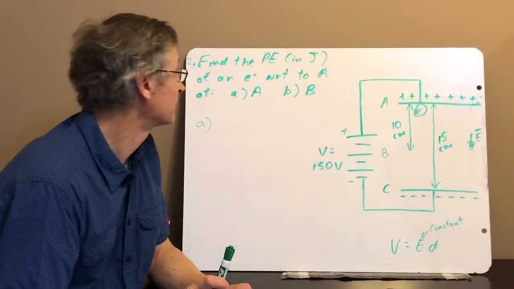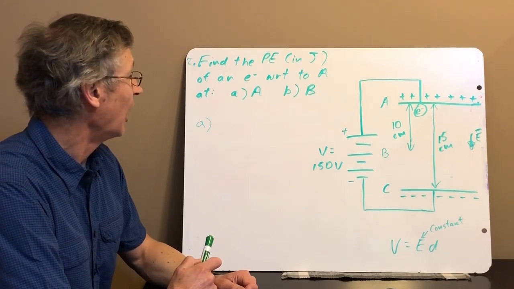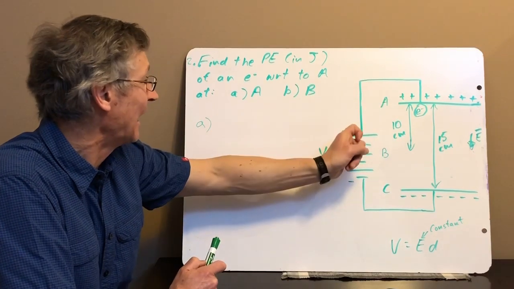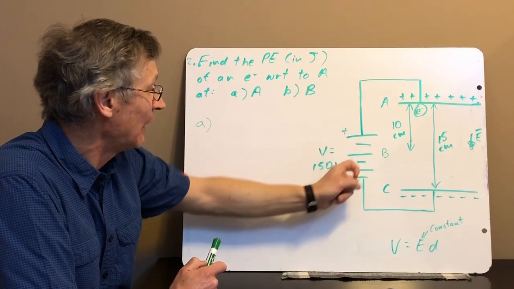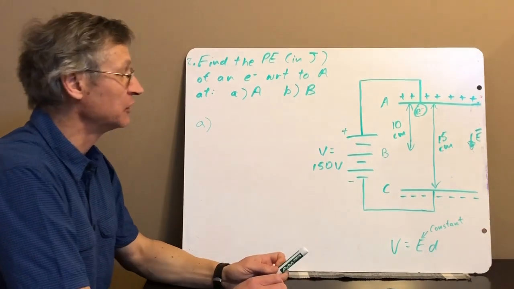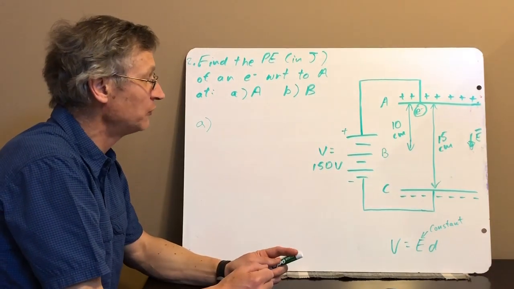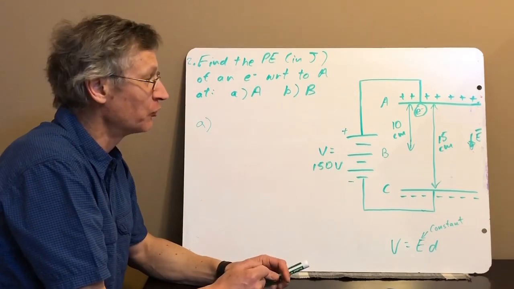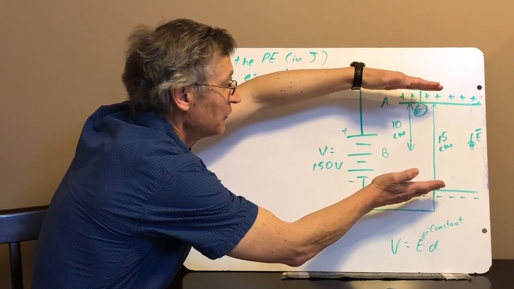An example now. What does it say? It says find the potential energy in joules of an electron with respect to A at, first of all, point A, and then again at point B, which would be here. So again, you can see we've got our favorite piece of electrical apparatus, parallel charged plates. They are connected to a 150 volt battery, so that means the potential difference between the plates is 150 volts.